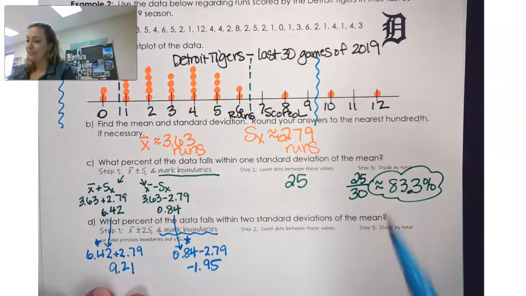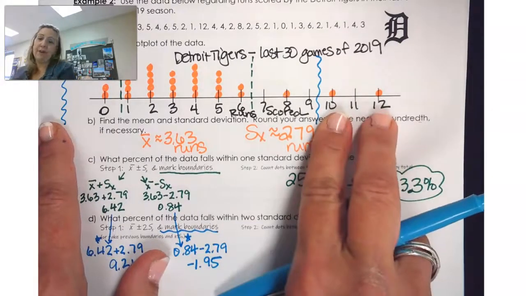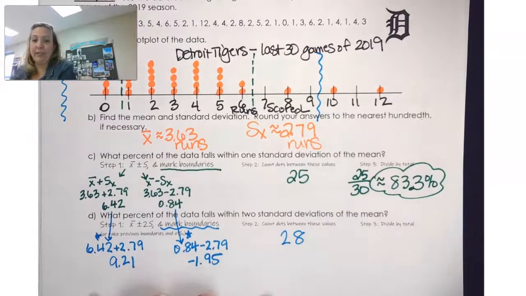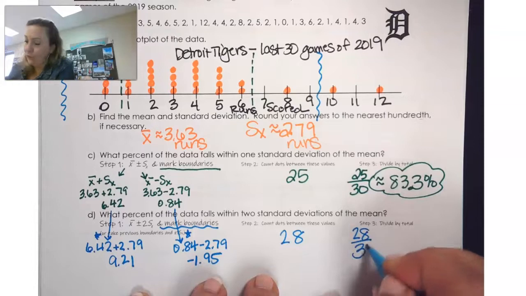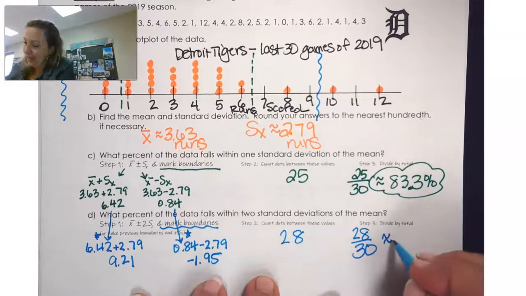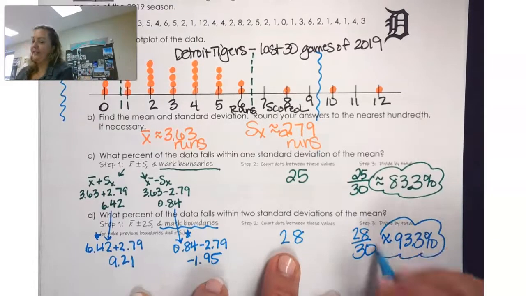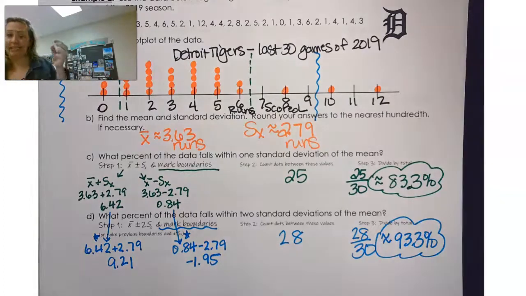Now I count the dots between these boundaries, and I see I only have 2 that are not within the boundaries, which means that 28 are between the boundaries. So I'm going to take 28 over 30, and I find that 93.3% of this data is within 2 standard deviations of the mean.